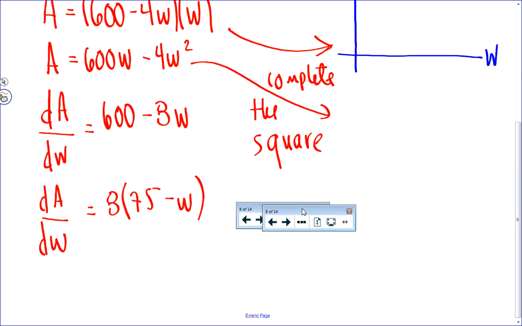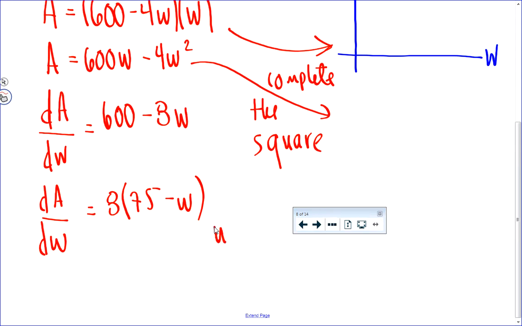And that means, everybody, that the only critical value of W is 75. It's the value that makes the derivative 0. So there's no need for a first derivative chart. You have to trust me that this will correspond to a maximum area.